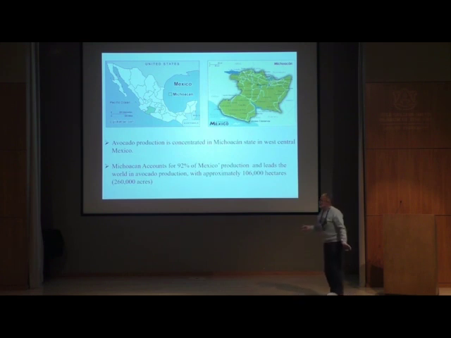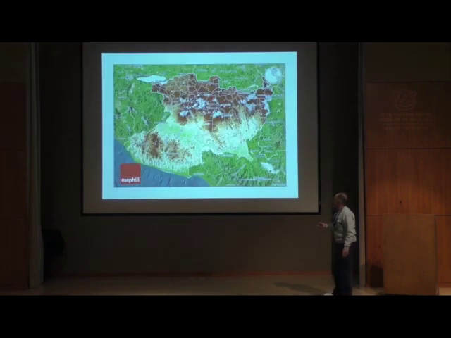Michoacán accounts for 92% of Mexico's production and leads the world in avocado production. 106,000 hectares, 260,000 acres. Okay. That's what Michoacán looks like, and we're talking about this area here.